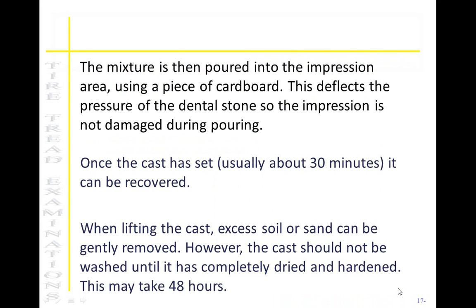Just like with our shoe print cast, the powdered mixture is going to be created by adding water to the powder. And then as it's being poured into the impression area, you want to deflect the actual mixture. This will prevent any damage occurring to the impression area through the pouring process. Once the cast is set, which usually takes about 30 minutes, it can then be recovered. You can go ahead and lift the cast, and if there's a lot of excess soil, it can be removed.